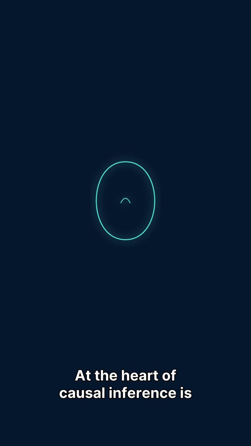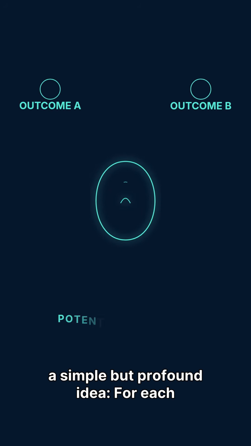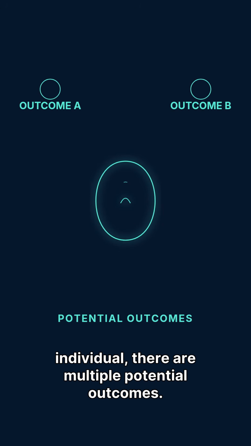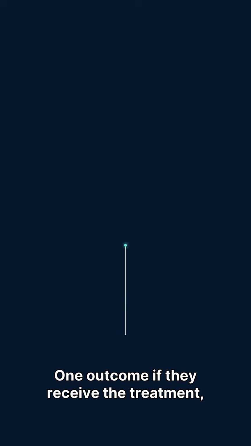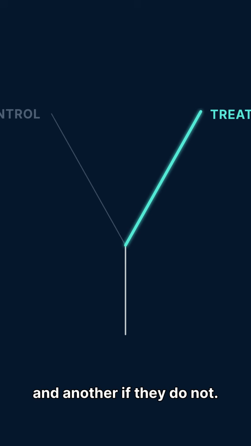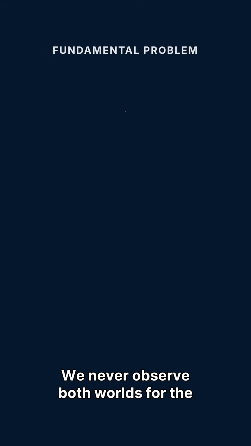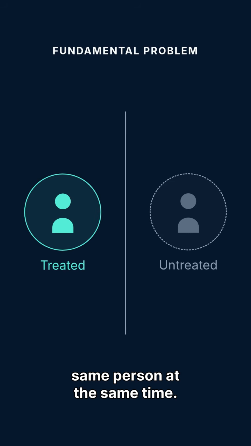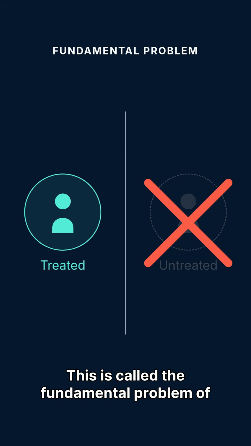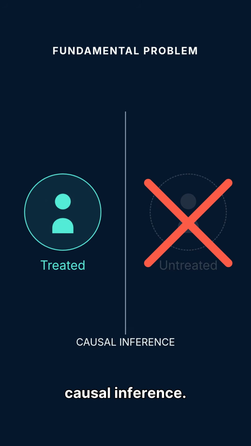At the heart of causal inference is a simple but profound idea. For each individual, there are multiple potential outcomes. One outcome if they receive the treatment, and another if they do not. But in reality, we only observe one of them. We never observe both worlds for the same person at the same time. This is called the fundamental problem of causal inference.